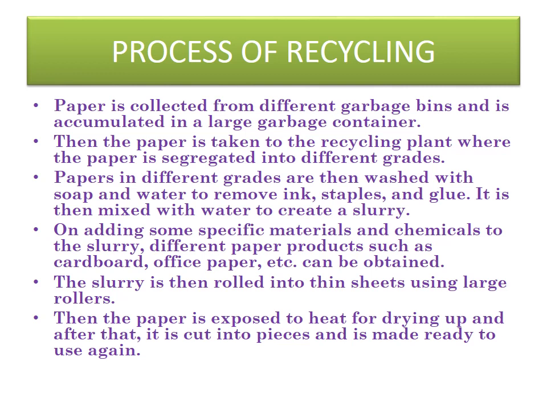On adding some specific materials and chemicals to the slurry, different paper products such as cardboard, office paper, etc. can be obtained. The slurry is then rolled into thin sheets using large rollers. Then the paper is exposed to heat for drying up, and after that it is cut into pieces and made ready to use again. This is how the recycling of the paper takes place.